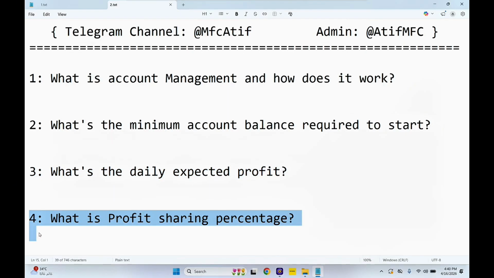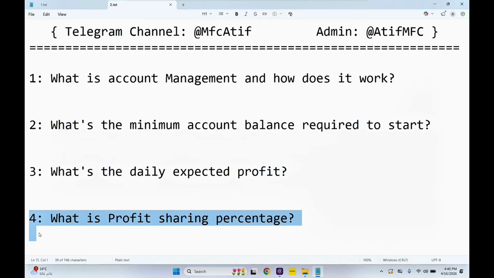So guys, the profit sharing percentage is 50-50%. From the total earned profit, 50% will be your profit share and 50% will be my profit share. Let's suppose your account size is $1,000 and we make a profit of $200, then $100 will be your profit share and $100 will be my profit share.